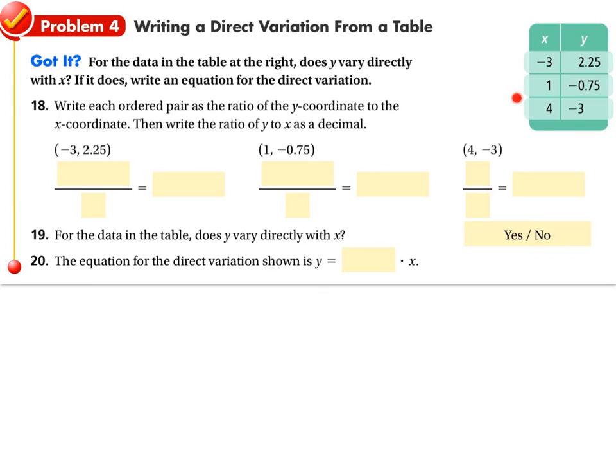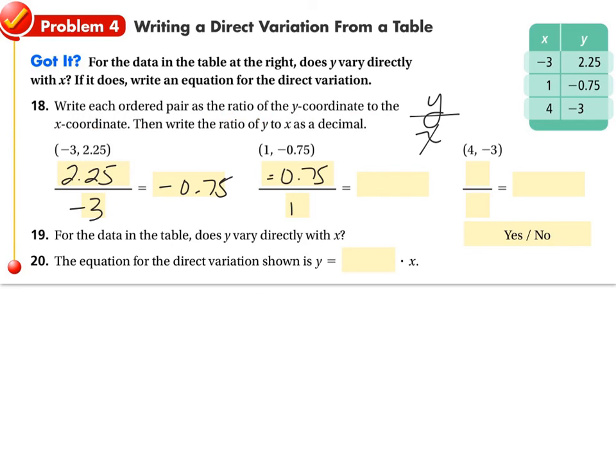As you can see, we have a table. Now, this information on this table is not necessarily a direct variation. To determine if they are, we need to write each ordered pair as the ratio of the y-coordinate to the x-coordinate. So for each one, we write it as y-coordinate to x-coordinate. So we're going to put 2.25 over -3. If I divide that out, it's -0.75.